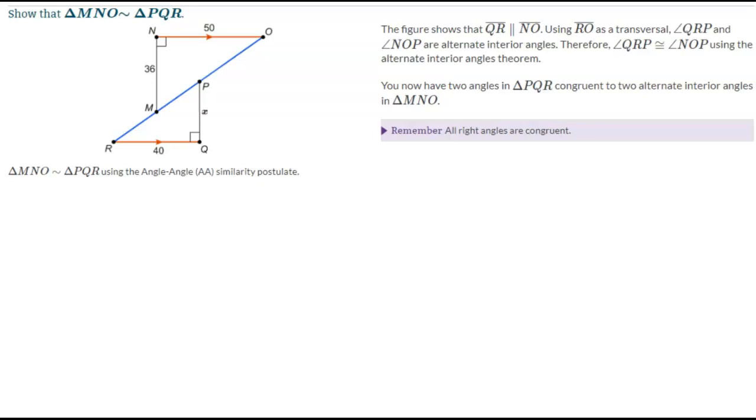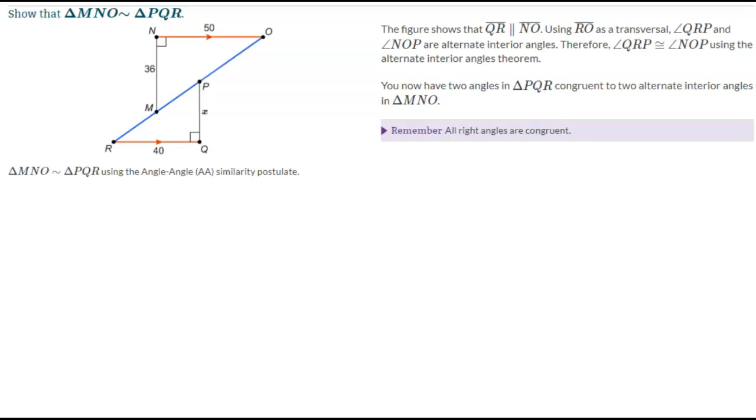Therefore, angle QRP, so we find QRP by connecting the dots, and we focus in on that middle letter right here. So we're looking at this letter right here, R. And so this angle R and this angle O are alternate interior angles. That means that they're congruent.